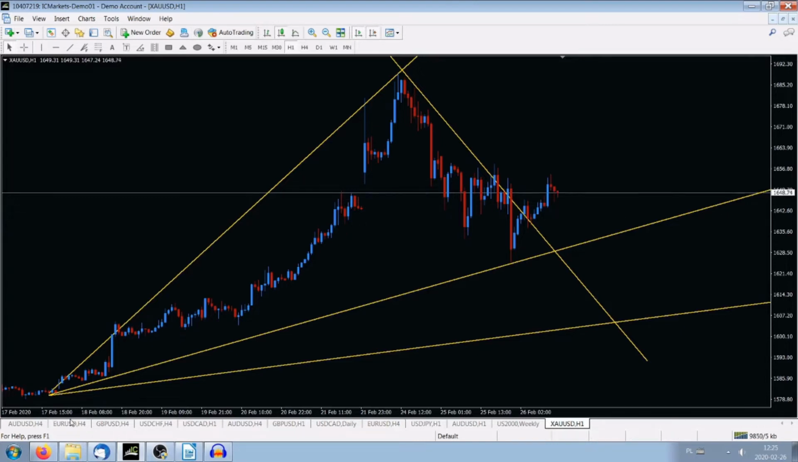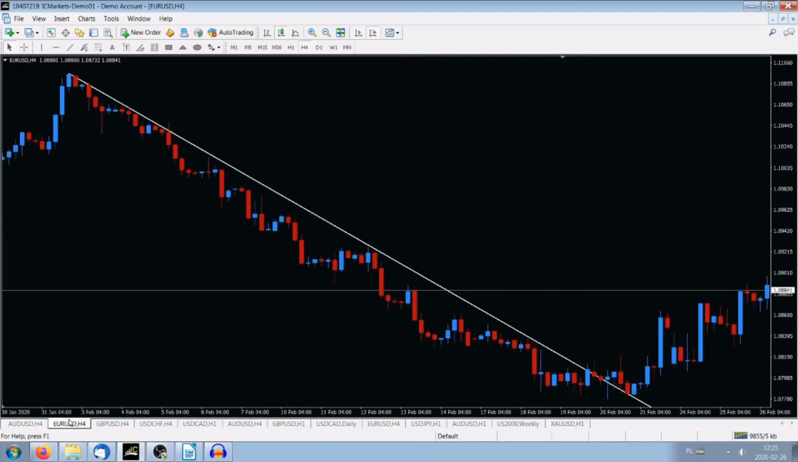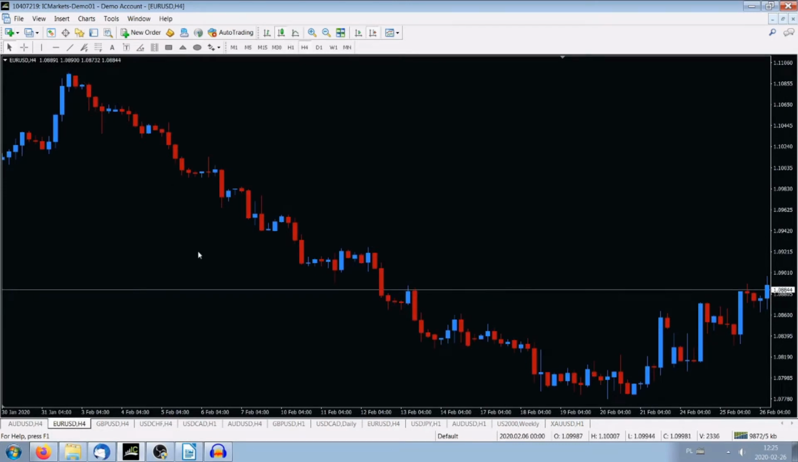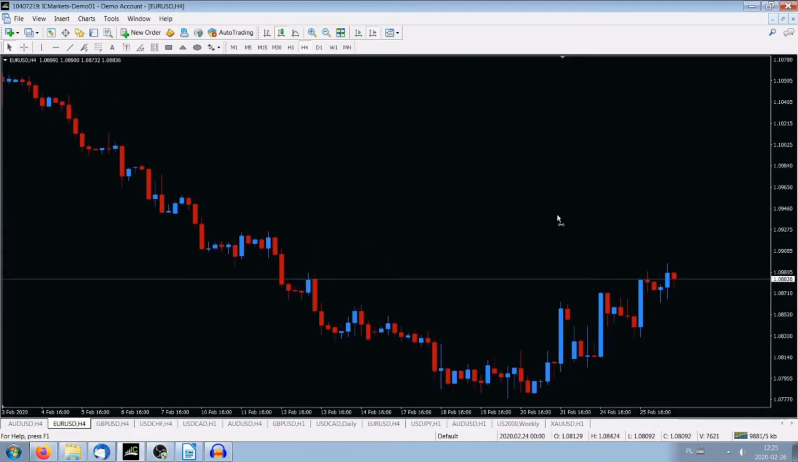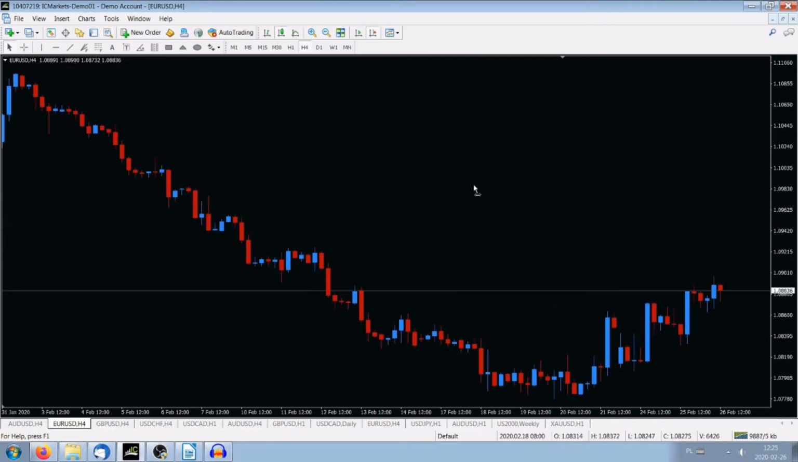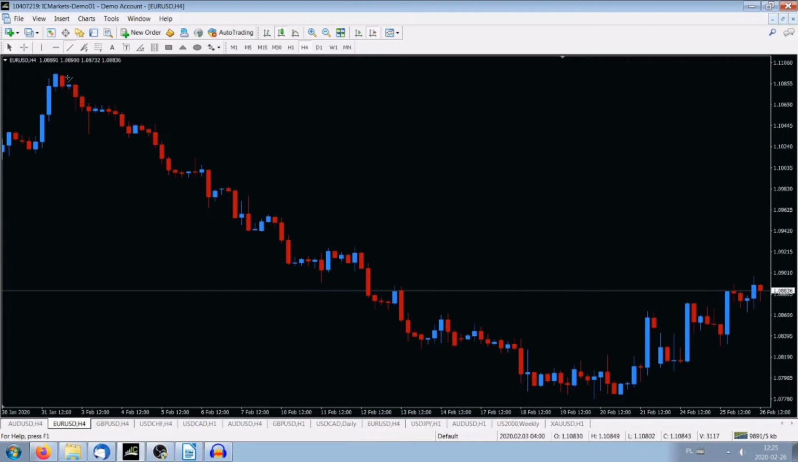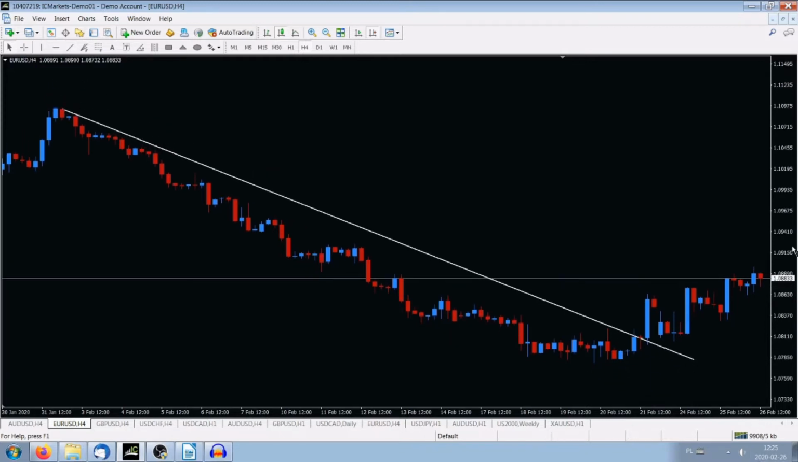Okay, so the first method which I want to show you is a trend line break. Simply we draw a trend line like this one. This is Euro USD recently. We got a trend line, and it goes like that. It's a perfect trend line. As soon as it gets broken, you just get into the trade.